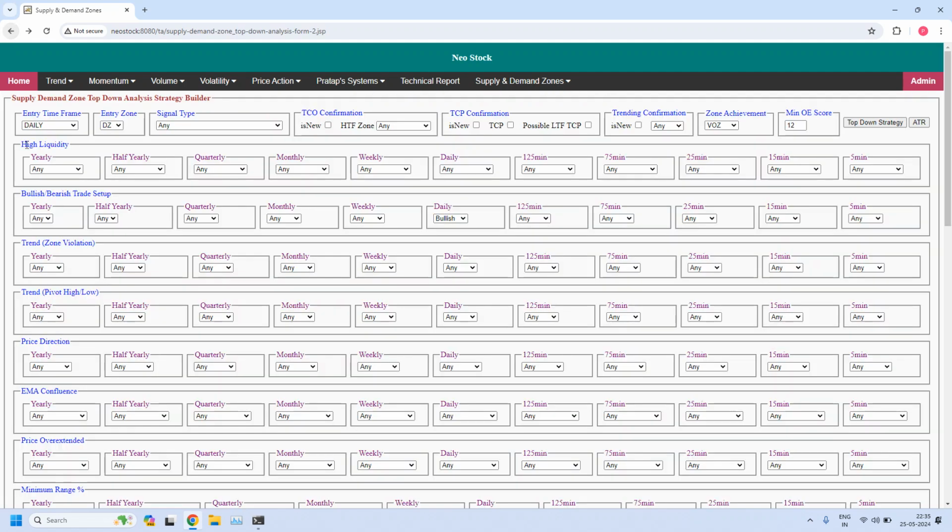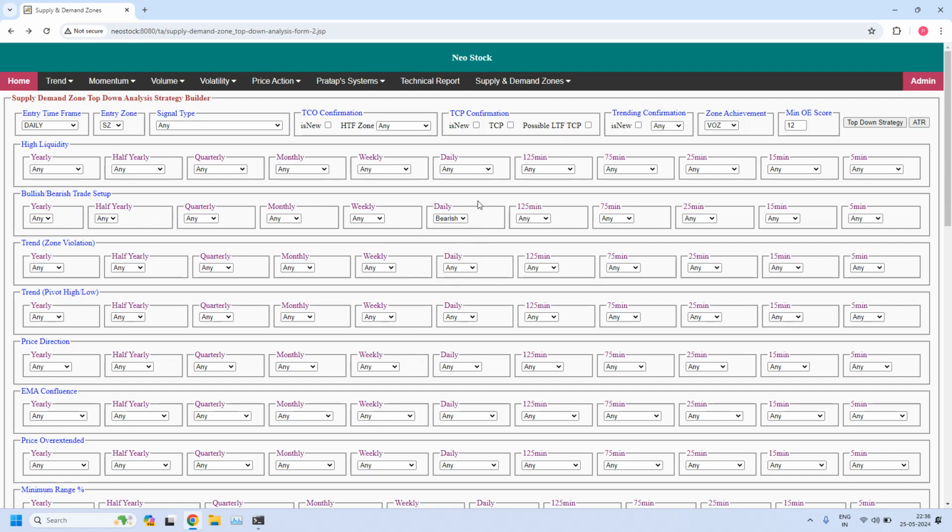So I am going back. For monthly income trade, the entry time frame is daily, but for the bearish trade setup, the entry zone should be supply zone. And also in the bullish or bearish trade setup parameter, in the daily time frame, I am changing the value to bearish.